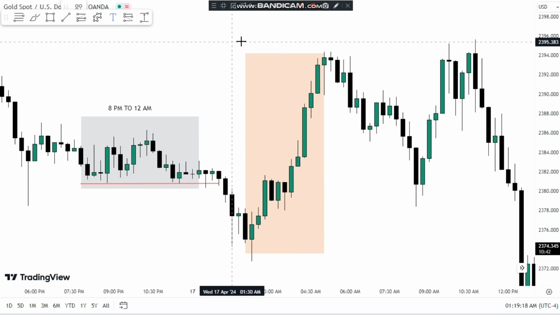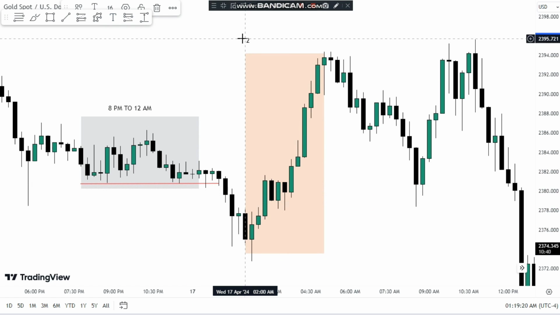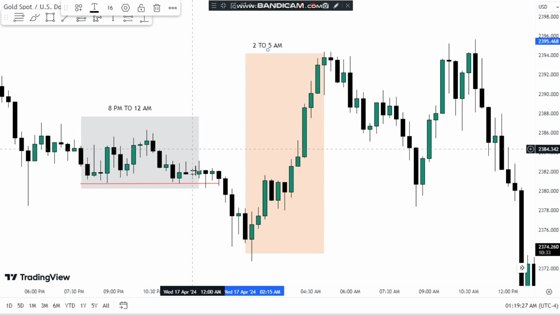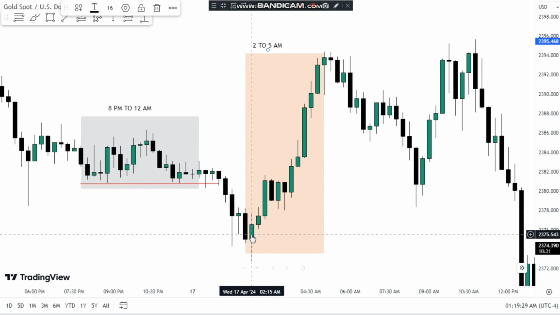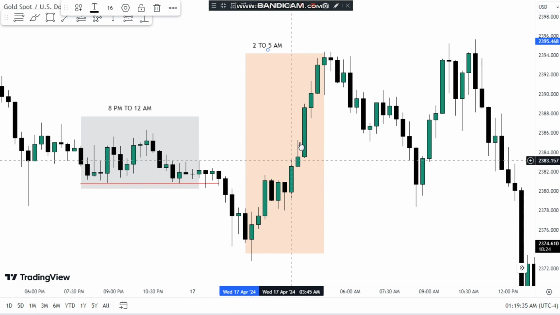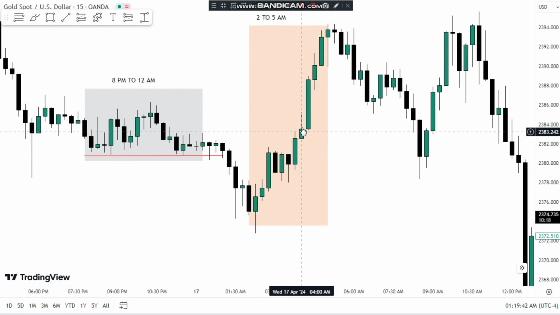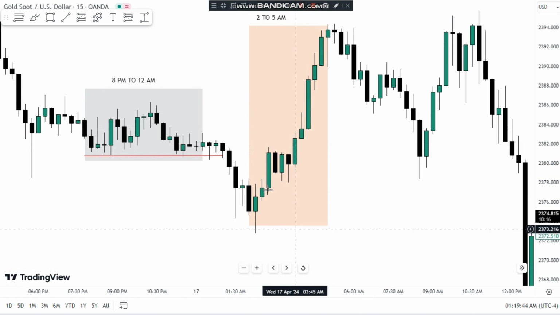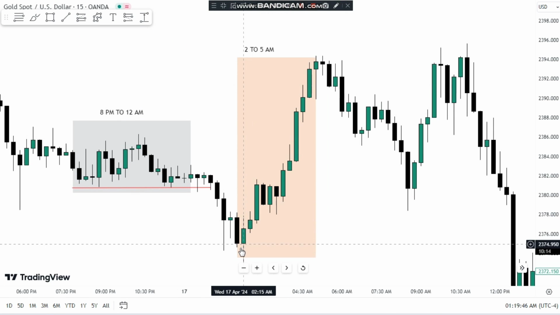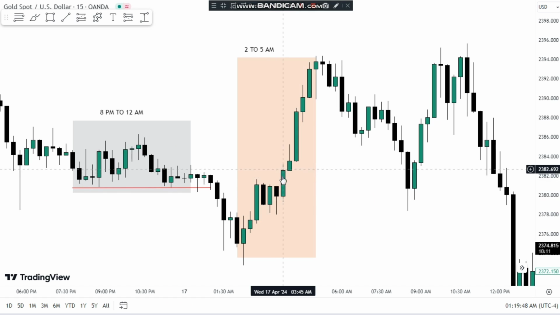I will write the timings here. This is 2 to 5 a.m. This is the London kill zone. You can see that it took the Asian low. Now, this leg that the price has gone up, I won't trade that. I cannot trade that because I use this leg for confirmation only. I can't trade this leg, okay? If you try to trade this leg, the price can go down from here and it will give you a big loss. So, in my strategy, you won't long here, okay?